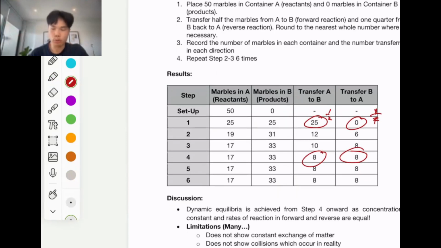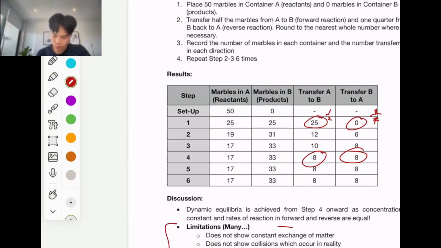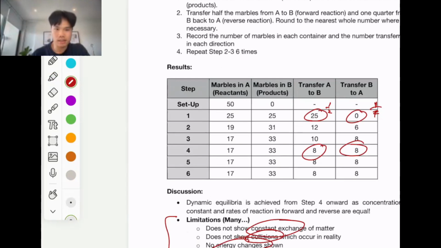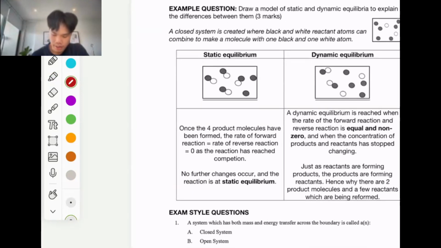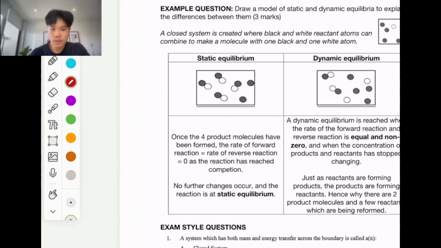With any model, you should be able to talk about the limitations, including not being able to show constant exchange, no collisions, or no energy changes as examples. Then for static and dynamic equilibria as diagrams, you should be able to draw these in your exam and state why these diagrams model equilibria in the two different types.